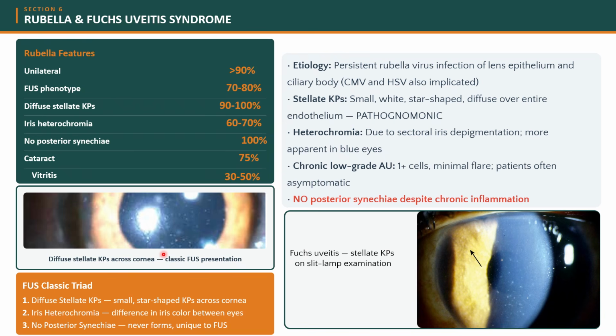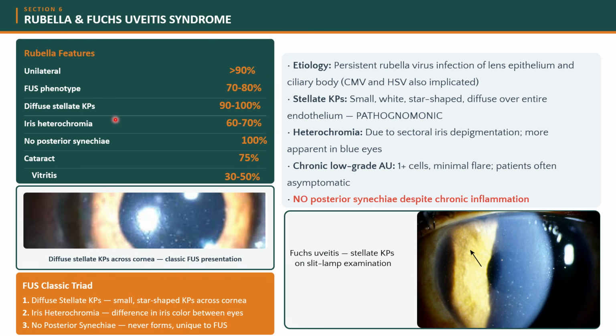As we used to say, the majority of cases of Fuchs uveitis syndrome are unilateral, either due to other diseases or due to rubella. But now we will speak about rubella as a specific entity responsible for the classical pattern of Fuchs uveitis syndrome. Unilaterality is present in 90% of the cases, and the typical presentation of Fuchs uveitis syndrome is present in 70 to 80% of the cases, because, as I said, the majority of cases of idiopathic Fuchs uveitis syndrome are due to rubella, but this doesn't mean that 100% are due to rubella.